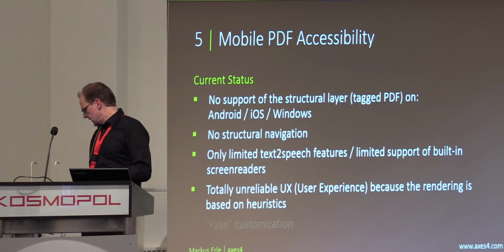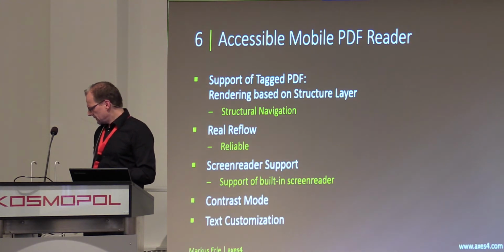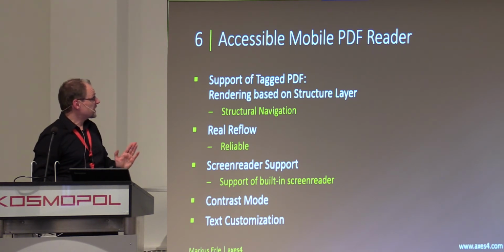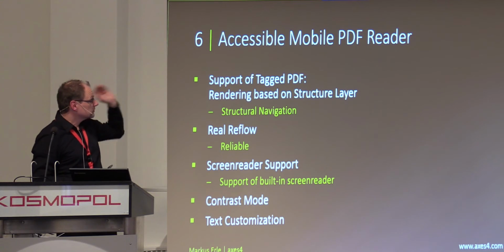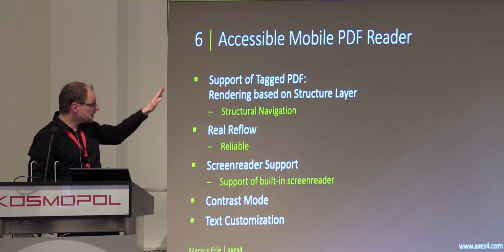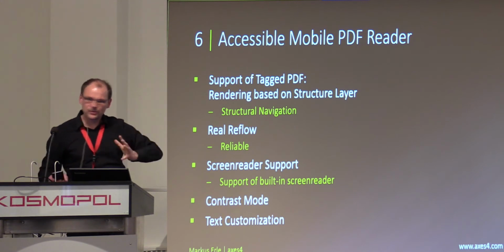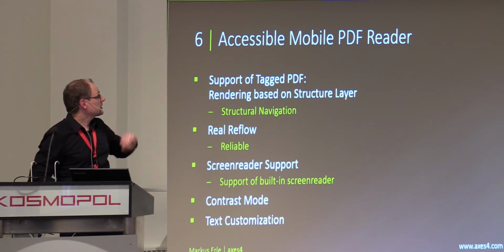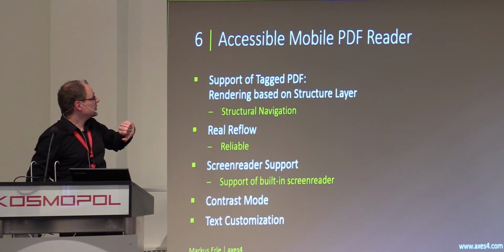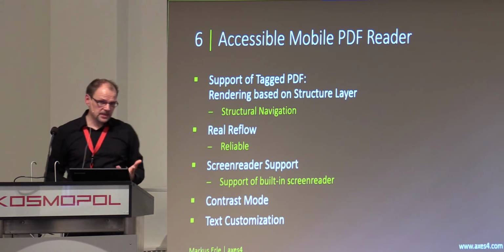So I jump to the accessible mobile PDF reader. I have summed up here what an accessible mobile PDF reader should be able to do: support of tagged PDF, rendering based on the structure layer, real reflow, I call it real reflow. We had this question before, which reflow do you mean? Real reflow based on the structure layer, screen reader support, contrast mode, text customization. I can show you the first two. The next three are coming.